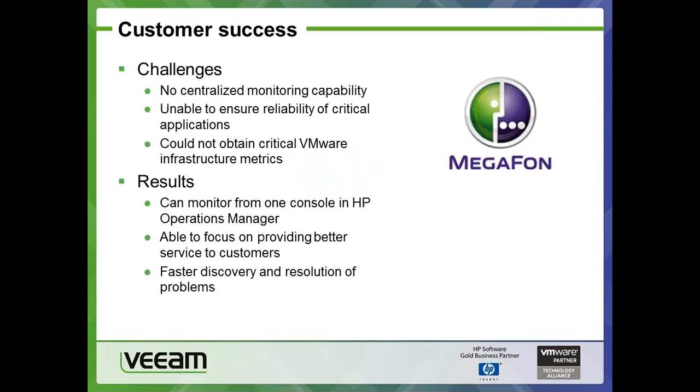Some of the customer successes. Megaphone. Their challenges were no centralized monitoring capabilities, being unable to reliably monitor critical applications, and not being able to obtain critical VMware infrastructure metrics. The result of using our product was that now they can monitor their VMware infrastructure from one console, which is the HP Operations Manager console. They have the ability to provide better service to their customers and faster delivery and resolution of problems.